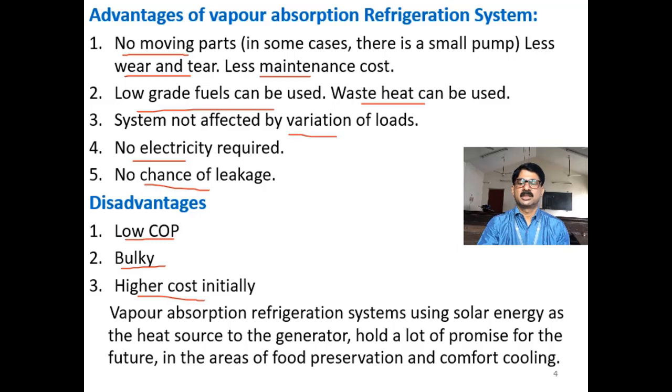So a vapor absorption refrigeration system using solar energy as the heat source to the generator holds a great promise for the future. You have to highlight this. Now you are supplying some heat, maybe using some electricity, to the generator, wherein the ammonia gets vaporized from the ammonia water solution. In place of electricity, if you can use solar energy, that has a promising future. It can be used in food preservation as well as comfort cooling.